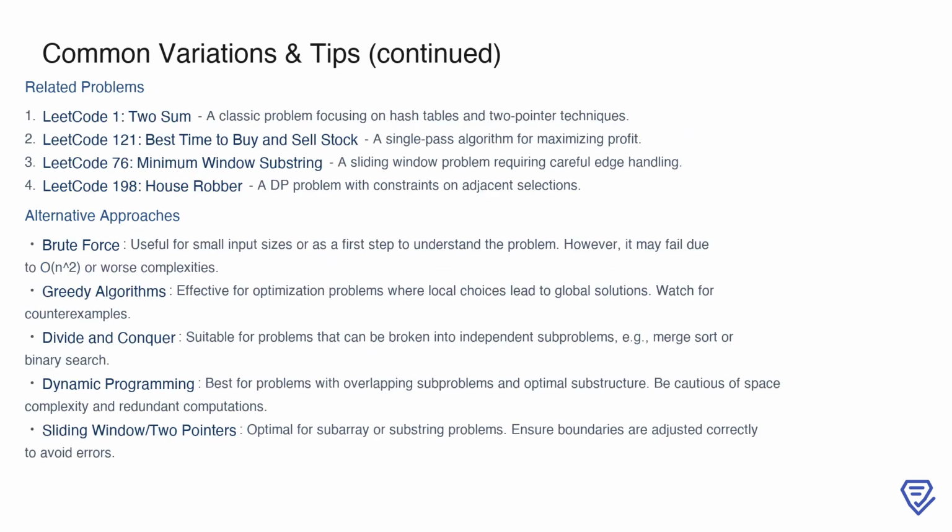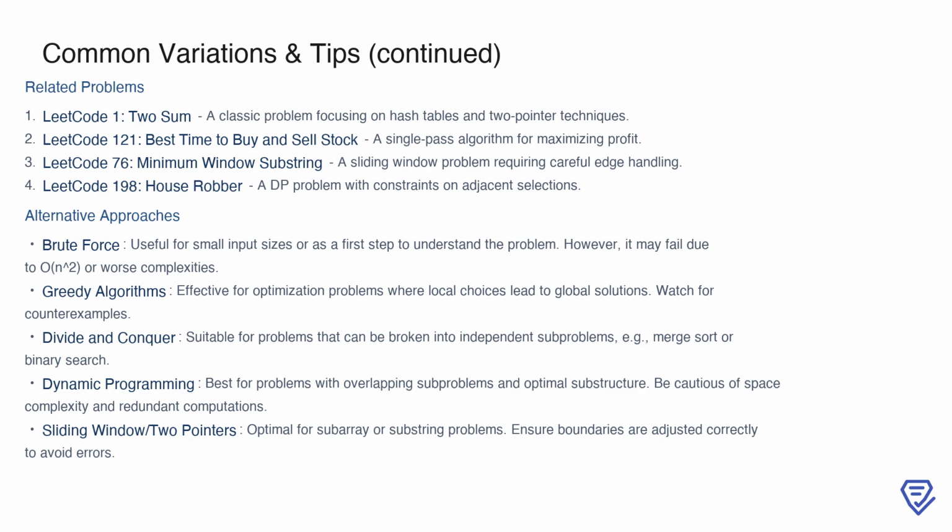To deepen your understanding, it's helpful to explore related problems. For example, LeetCode 1, Two Sum, is a classic problem that highlights the use of hash tables and two-pointer techniques. LeetCode 121, best time to buy and sell stock, uses a single-pass algorithm to find the maximum profit. LeetCode 76, minimum window substring, is a challenging sliding window problem requiring careful handling of boundaries. And LeetCode 198, house robber, is a dynamic programming problem with constraints on adjacent selections.